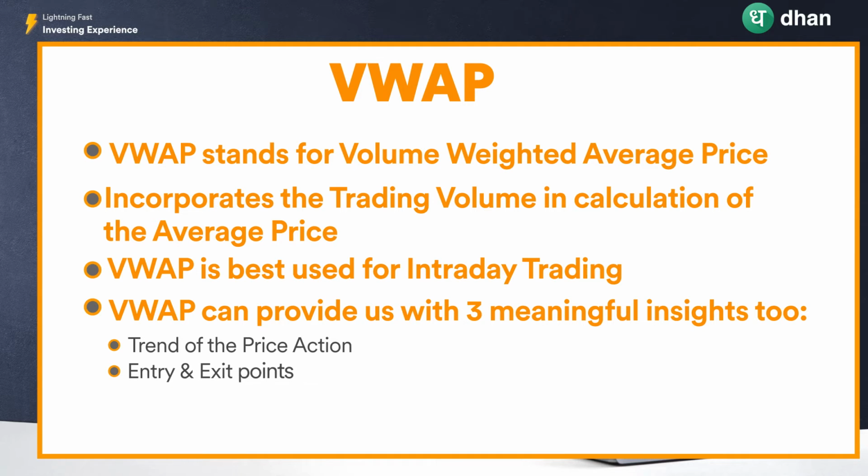Second, VWAP helps us identify our entry and exit points, which means if my price is closing above the VWAP level on a shorter time frame, I can take a long entry in the stock, and if my price is coming down and breaching the VWAP level, I may want to take a short entry in that particular stock. And finally, VWAP also helps me trail my stop loss, which means if I have taken an entry, I can keep my VWAP as the stop loss and keep on riding the trend till my stop loss is hit.